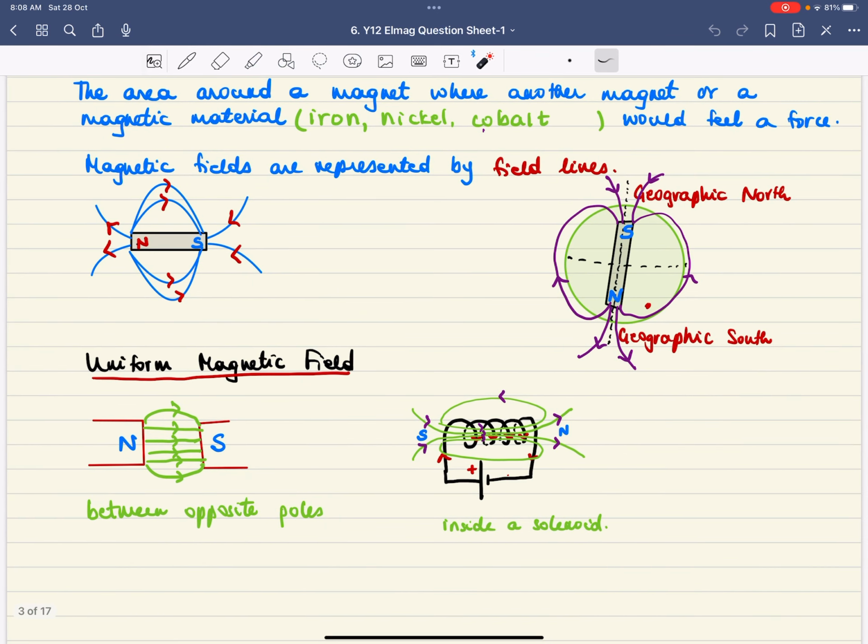Now, you have a uniform magnetic field in two places, and a uniform magnetic field is identified by evenly spaced parallel lines. They exist between opposite poles of a magnet, and also inside a solenoid. Just remember, the direction of the field goes from north to south. Outside the solenoid, the magnetic field goes from north to south, but inside it goes from south to north because these lines are continuous.